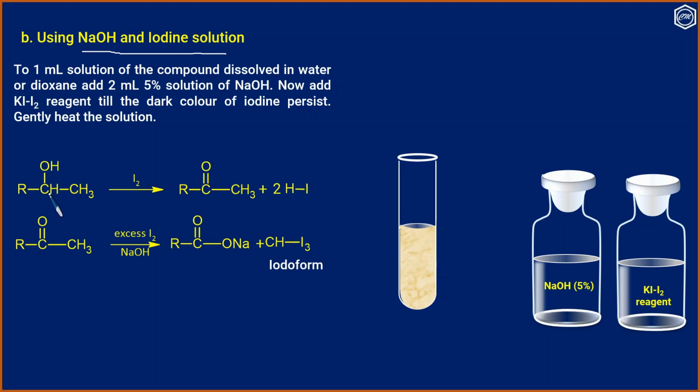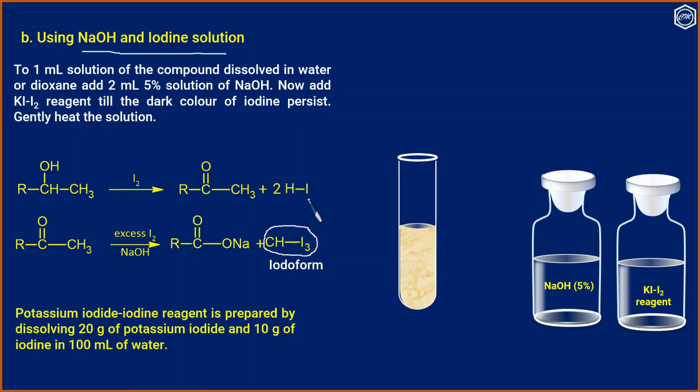The reaction can be represented in this way, and this is the given alcohol. It reacts with iodine and it is converted to the ketone. So with the excess of iodine and sodium hydroxide, we get this compound, and along with that, iodoform is produced. The potassium iodide iodine reagent is prepared by dissolving 20 gram of potassium iodide and 10 gram of iodine in 100 ml water.